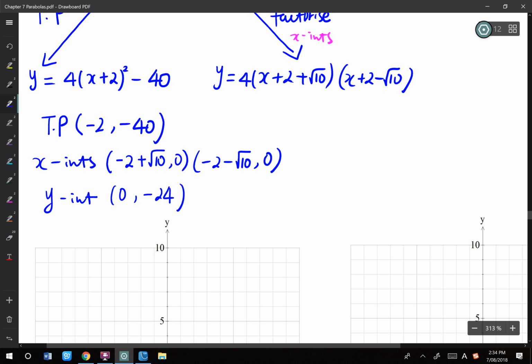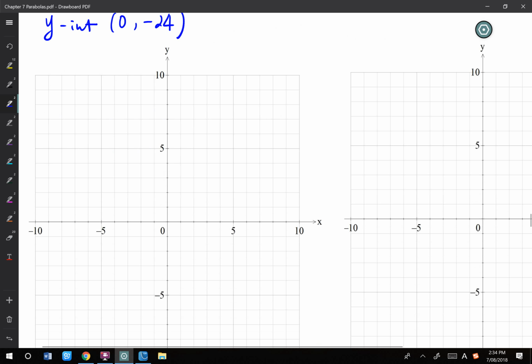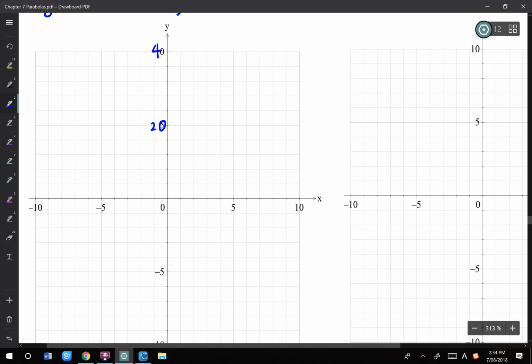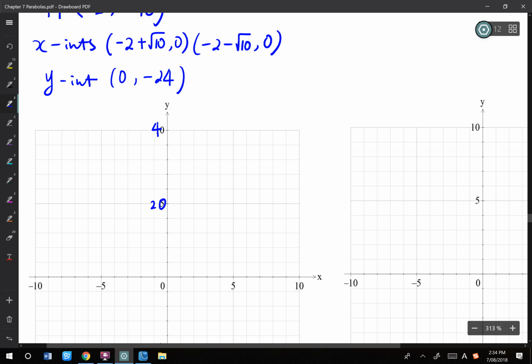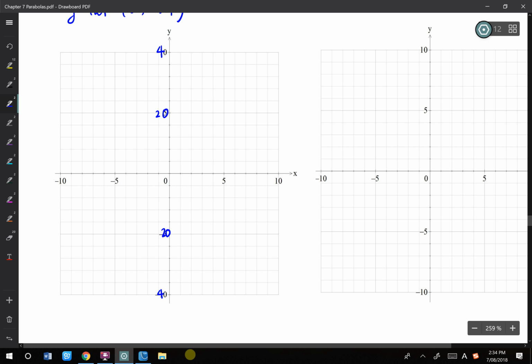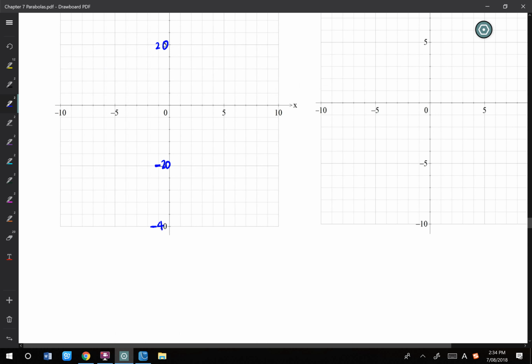Okay. I found all the key features. After I complete the square, I factorize it, use the general form, I can see the y-intercept, I have found out all the key features. I want to change the scale a little bit, change this to 20, change this to 40, and same at the bottom, negative 20, negative 40. The x-axis remains the same. So 20, 40, negative 20, and negative 40. So the turning point is negative 2, negative 40. I will have the point here.